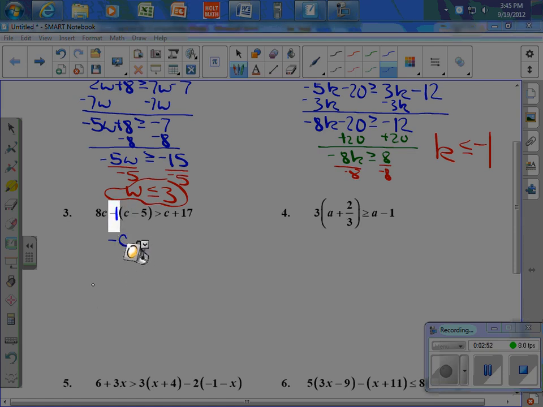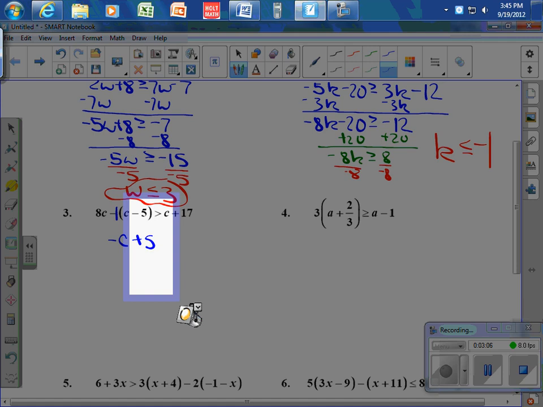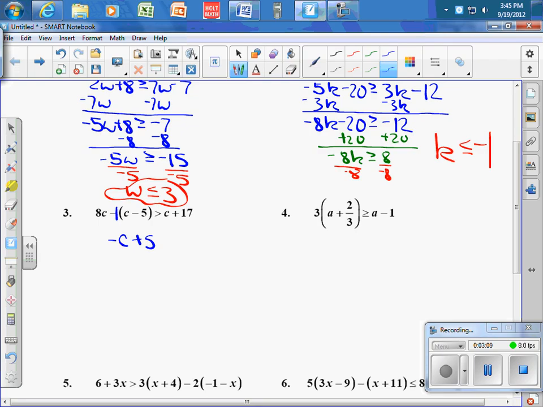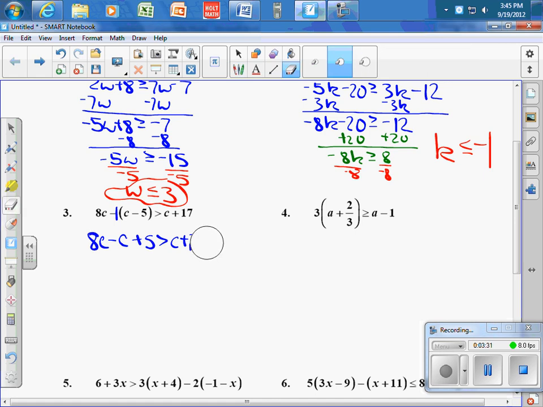Here's what else I have here. I have a negative 1 times negative 5. What's negative 1 times negative 5? Well, that's positive 5. So when I distribute, I have negative 1 times c is negative c. Negative 1 times negative 5 is positive 5. The rest of the problem I just simply bring down. So I have 8c minus c plus 5 is greater than c plus 17. Let's clean that up a little bit.